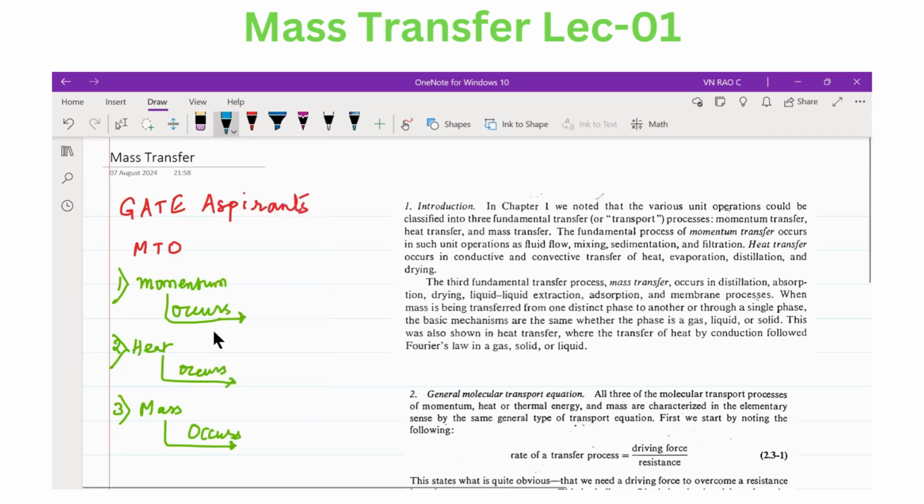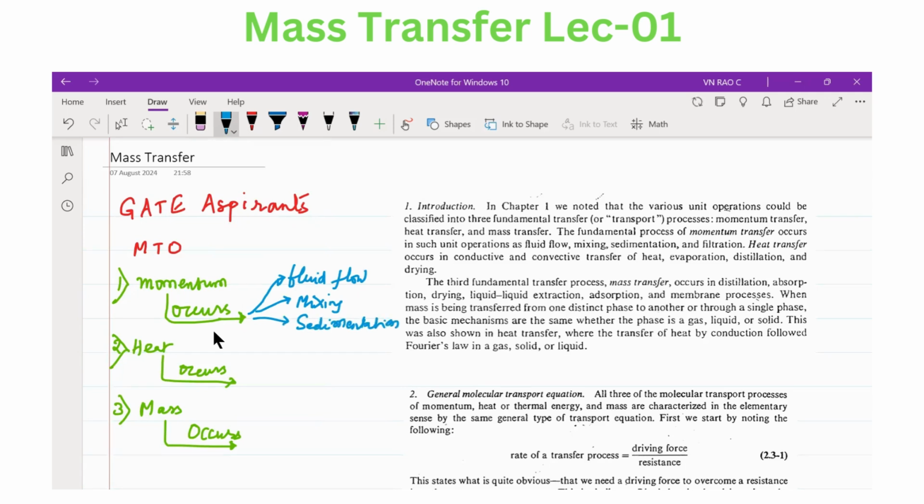Momentum transport or momentum transfer occurs in such unit operations as fluid flow, and then the second one is mixing, sedimentation, and filtration, because there is a lot of importance with respect to all these four from the industry point of view also.